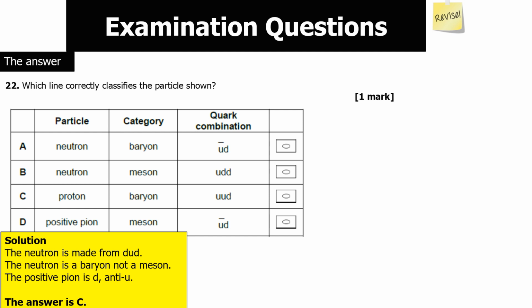The neutron is a baryon, not a meson, because it's made from 3 quarks, so it can't be B. The positive pion is a down anti-up. We can work that out because we need a positive charge and we need a quark-antiquark pair for it to work, so that isn't correct. So therefore, the only possible answer which is correct is C, the proton.